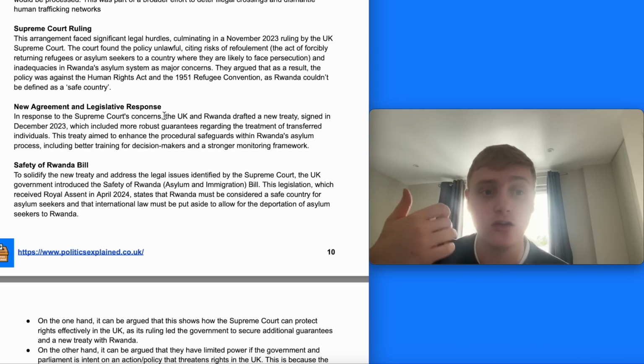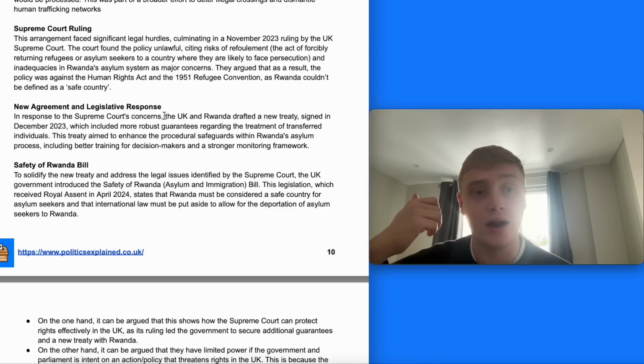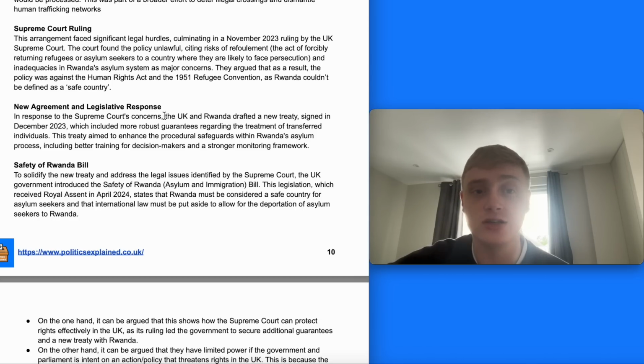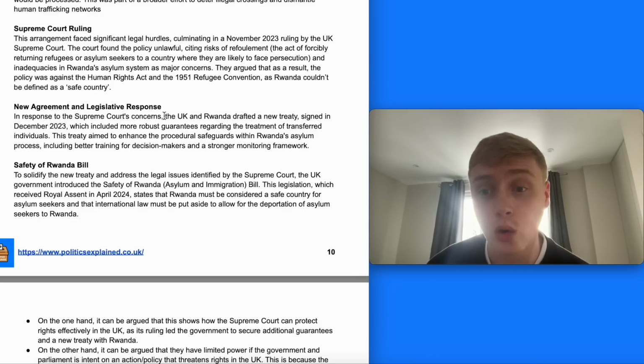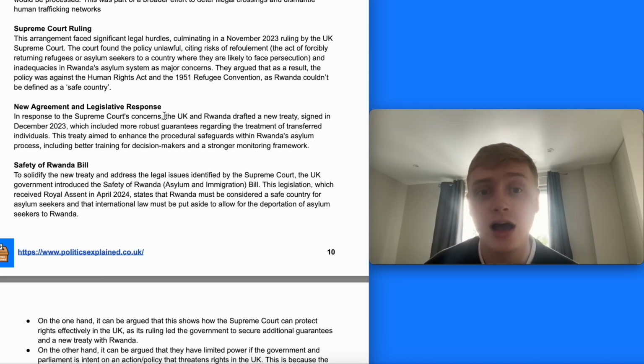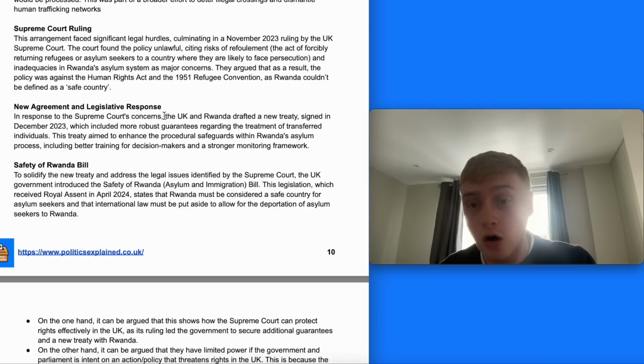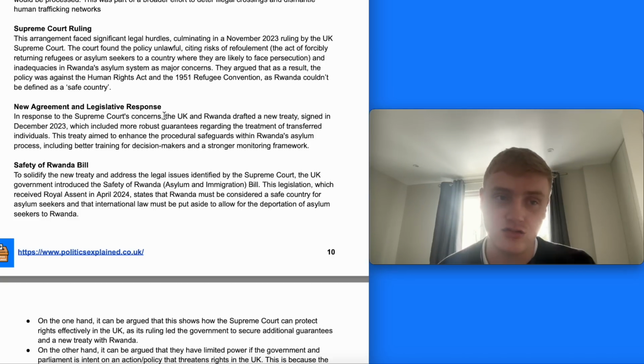So the UK government setting up this policy went against the Human Rights Act and the 1951 Refugee Convention, which the UK is party to. Because this wasn't a law that they'd introduced yet, it was an action, the Supreme Court struck that down. So the UK government couldn't continue with this because, with judicial review, the Supreme Court had struck it down. It's not like a law where they can only declare it incompatible. With UK government actions and policies, they can strike them down.